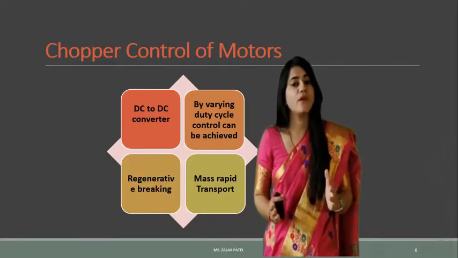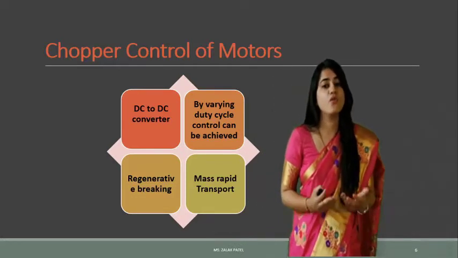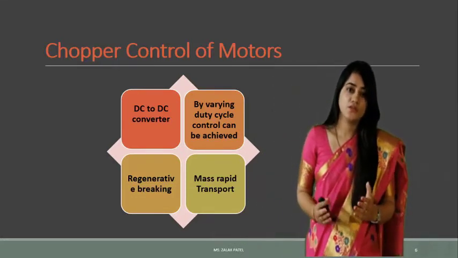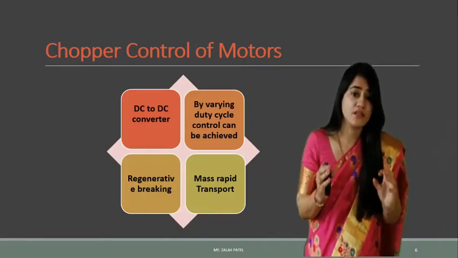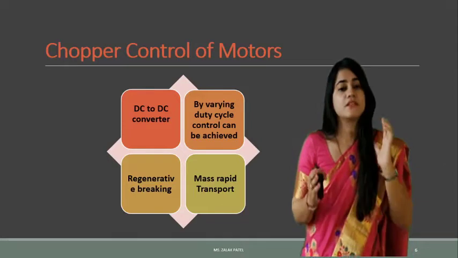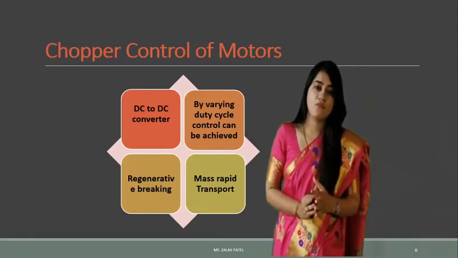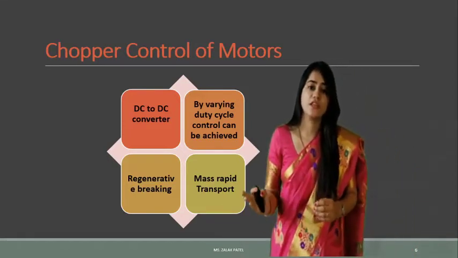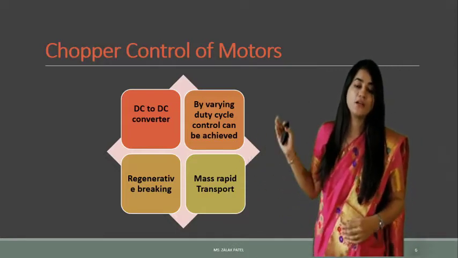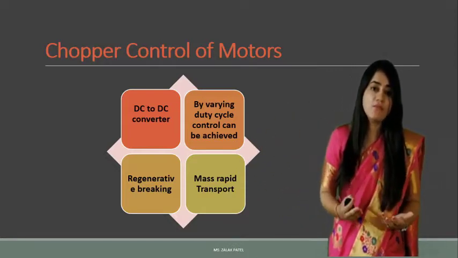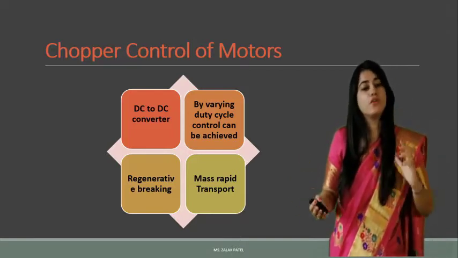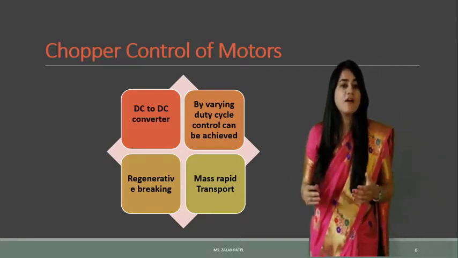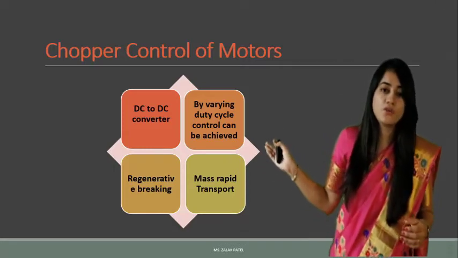Mainly the chopper. We have discussed already the chopper circuit in Unit 3. A chopper means a DC to DC converter. How? It converts a fixed amount of DC into variable DC. So mainly our chopper means a variable amount of DC can be obtained from a fixed DC voltage. Here, by varying the duty cycle, control can also be achieved.